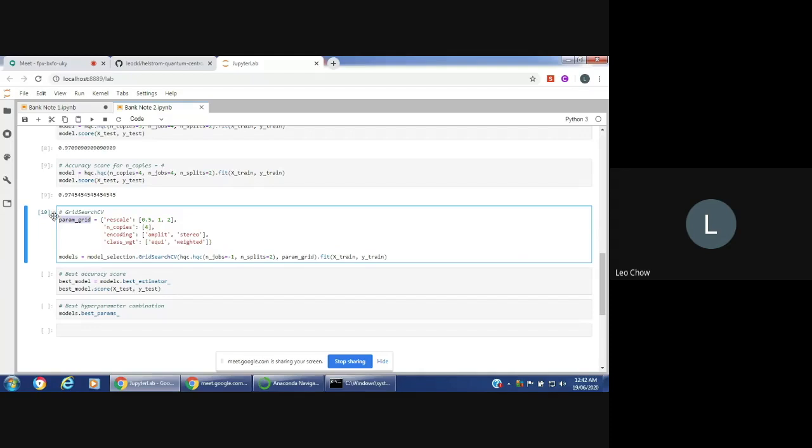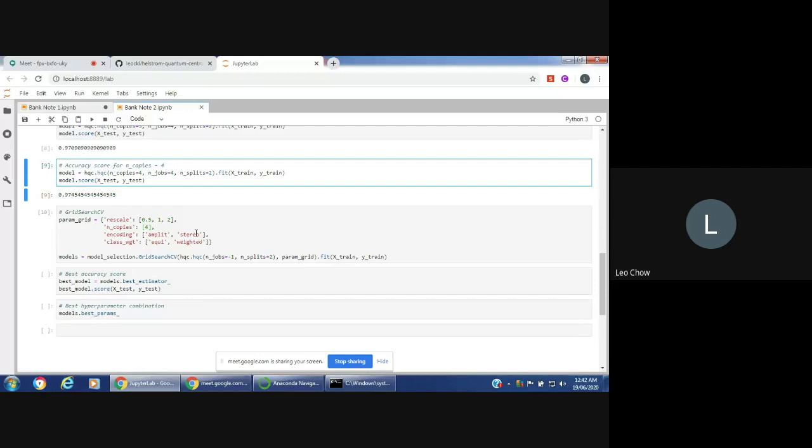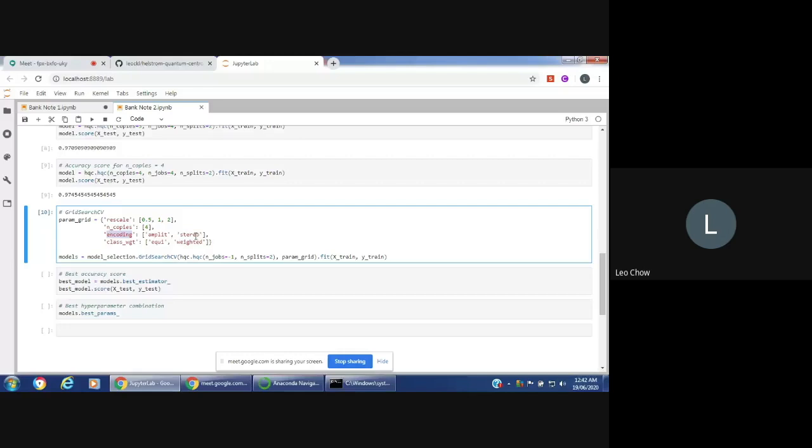So I have my rescale parameter as 0.5, 1, or 2. N copies, I'm going to keep as 4, because from here we can see that that's the highest performance that we get. And then with the encoding, we're going to choose the two different encoding methods that we have, amplitude and stereographic projection. Class weight, we have equiprobable and weighted.